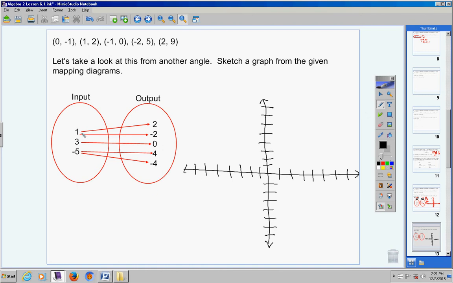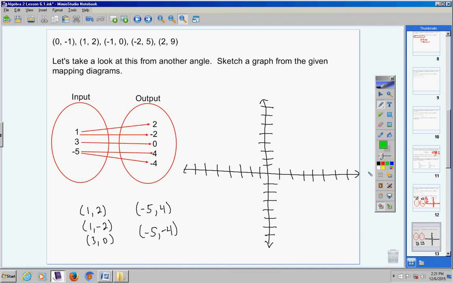My first ordered pair is 1, 2. But don't miss that 1 also gave you out negative 2. That's another ordered pair because the number 1 right here had 2 arrows coming off of it. 3 has 1 arrow coming off of it, so 1 ordered pair: 3, 0. Now negative 5 has 2 arrows coming off of it. So negative 5, comma, 4. Negative 5, 4, and negative 5, negative 4. And here we go. We're good.